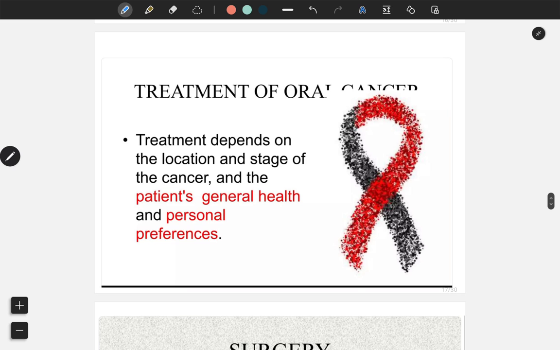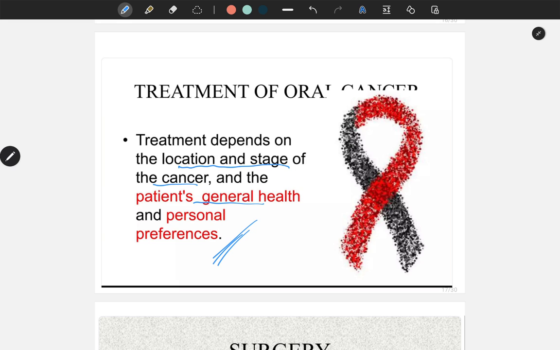Then what is the treatment of oral cancers? Treatment depends on the location and stage of the oral cancer. So where the cancer has been detected, in the patient's mouth, in the floor of the mouth, on the tongue or buccal mucosa. Depending on the location and stage of the cancer, that is stage 1, stage 2, stage 3, or grade 1, grade 2, grade 3, according to the different stages and grading, different treatment options are given to the patients. And the patient's general health and personal preferences. So health also we have to take into account.